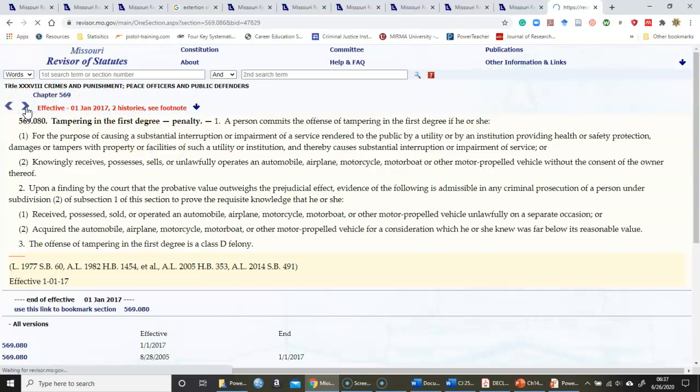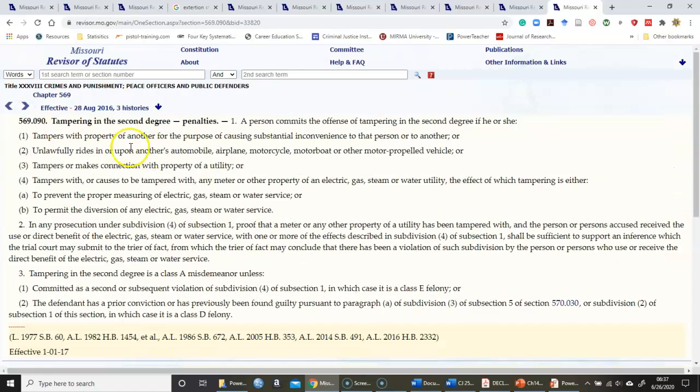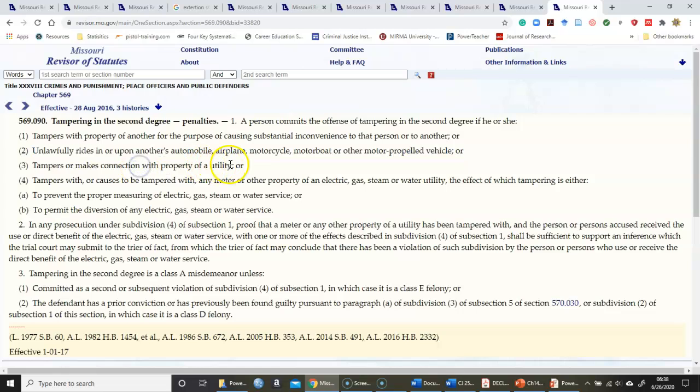We look at tampering in the second degree, and basically a person commits the offense of tampering in the second degree, tampers with property of another for the purpose of causing substantial inconvenience to that person. And it's not very specific on what that property has to be. But number 2 is the one we want to look at when it comes to vehicles. Unlawfully rides upon another's automobile, again, without their consent. It also covers utilities, different things like that, so we would get into that.